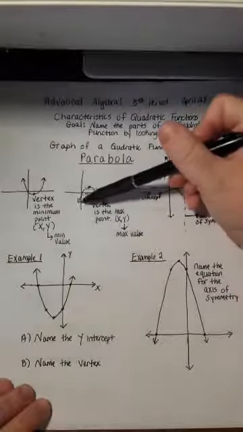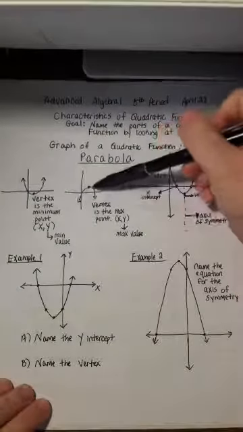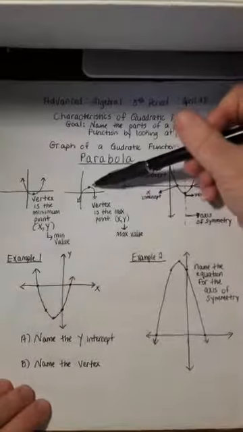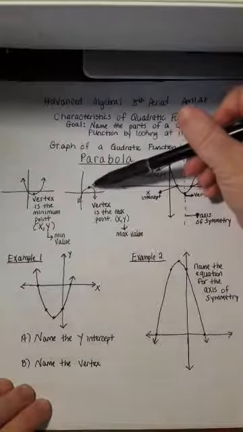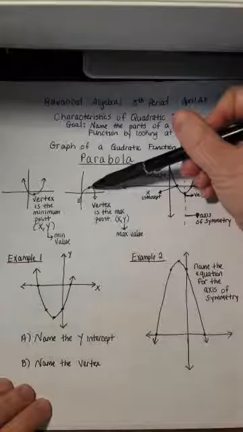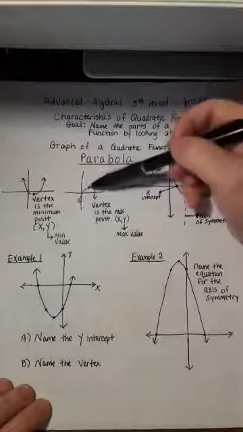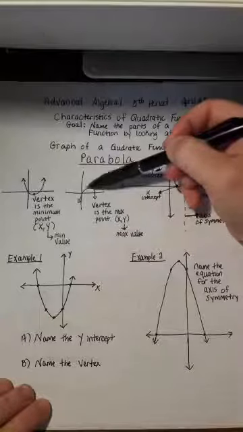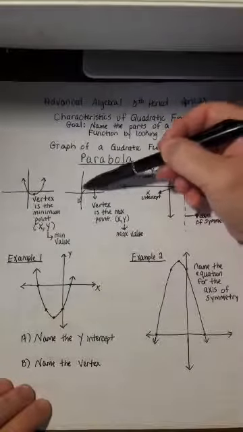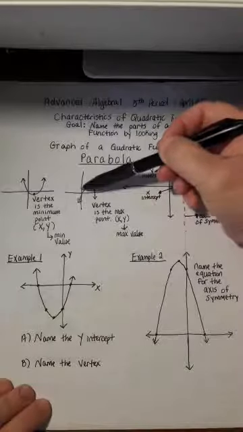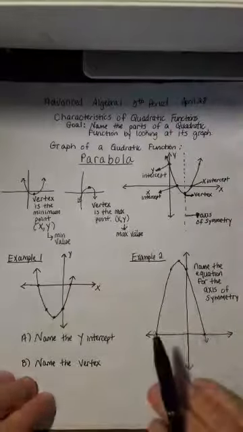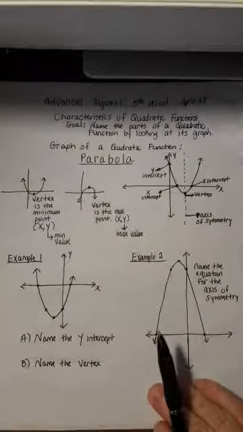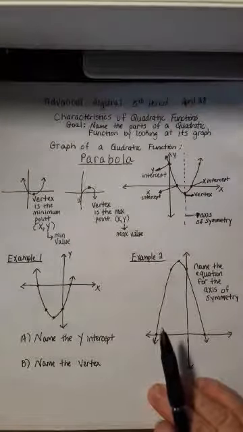If your parabola is turned down, that means the arrows are going down. The vertex is at the top, and so that is a maximum point. And on that maximum point, the maximum value is the y-coordinate. So again, you would just look over to see where that point is on the y-axis, and that y-coordinate is going to be your maximum value.